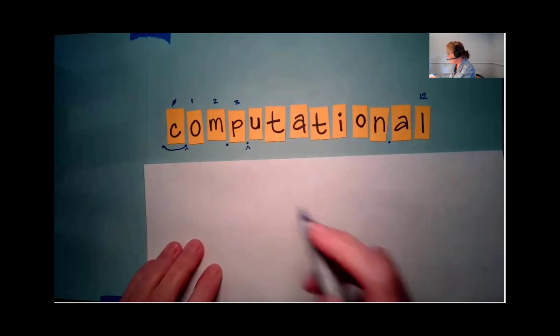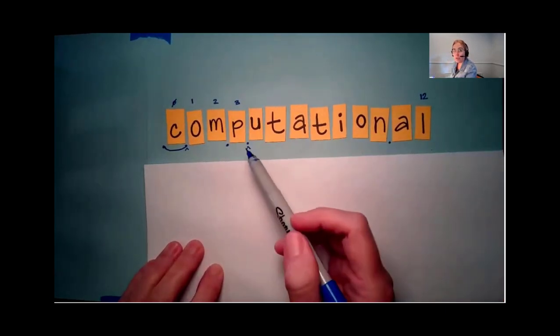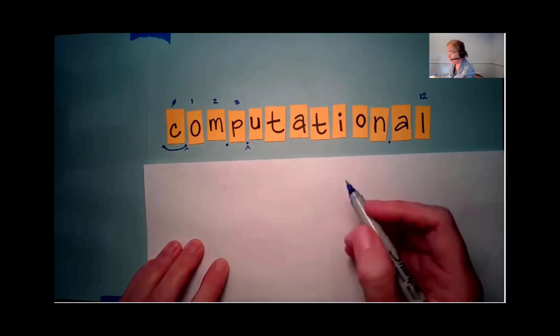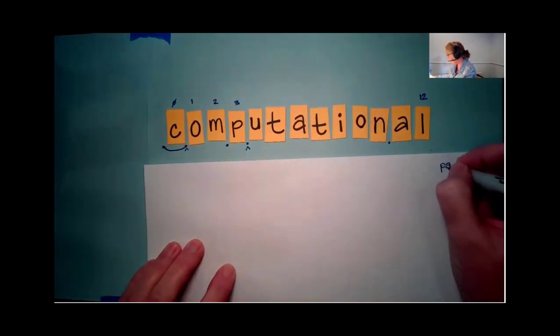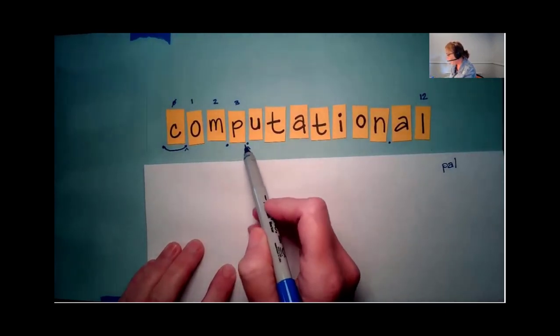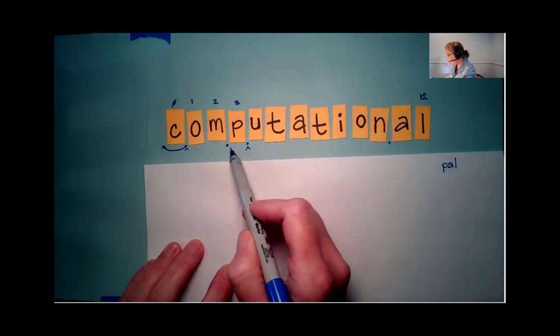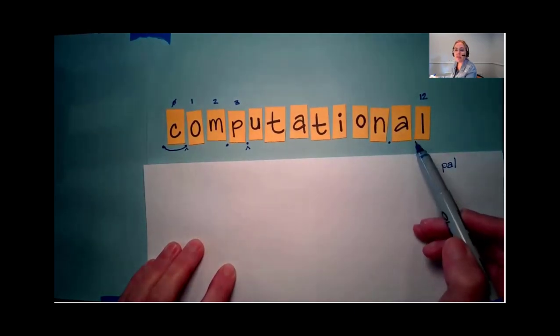All right, so from this word computational, we can make many words from within it. So that's why I call this words in a word. So one of the words that we can make is the word pal, P-A-L. And we could do that by grabbing the item at index 3 and grabbing the AL from indexes 11 and 12.